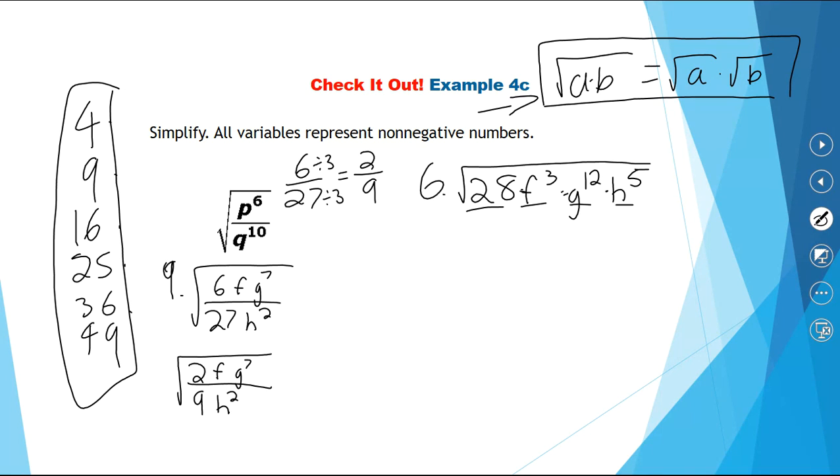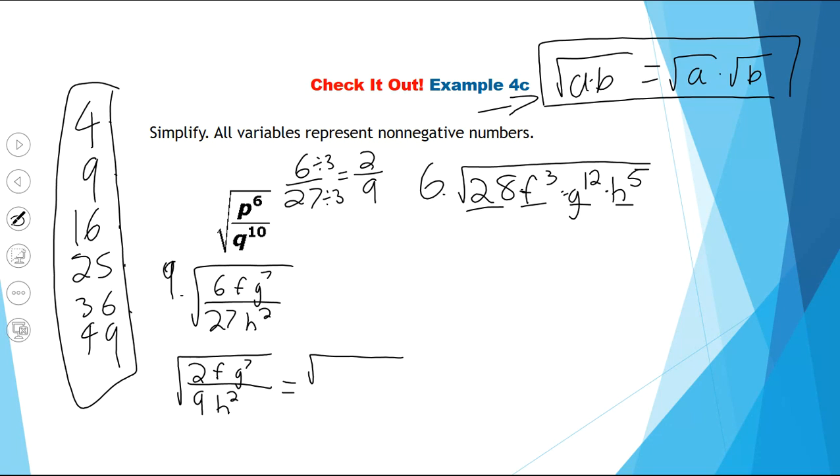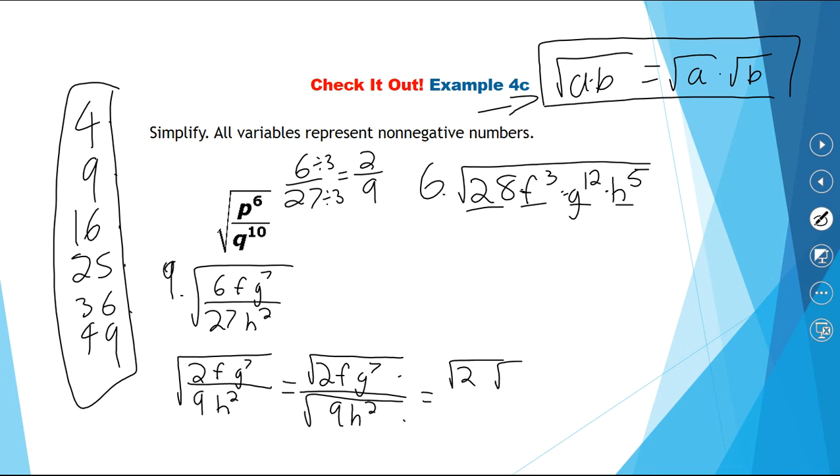Alright, anyway, so now, just like we saw previously, I can break these up. I can break the numerator up to just have the square root of 2f g to the 7th, and I can break this denominator up to just square root of 9h squared. So instead of it being under the same radical, I can have the numerator in its own radical, and the denominator in its own radical. But because, like I said, these are basically making 2 problems now, I can break these up even further, right? The square root of 2, the square root of f, and the square root of g to the 7th.